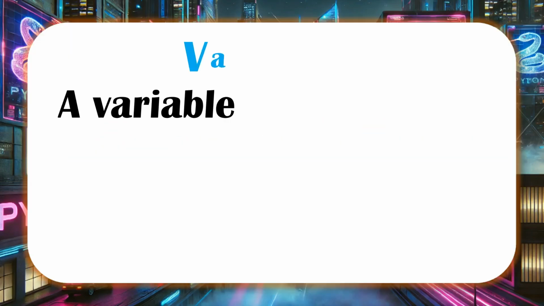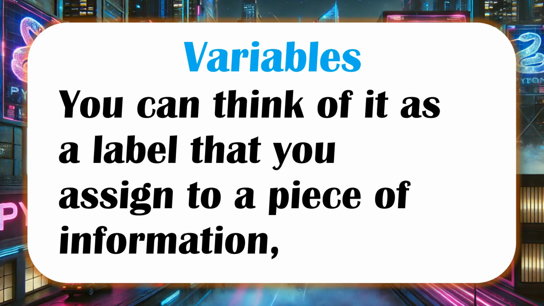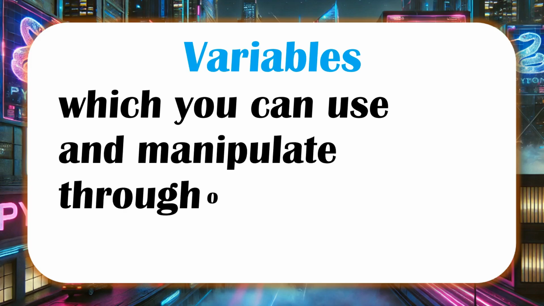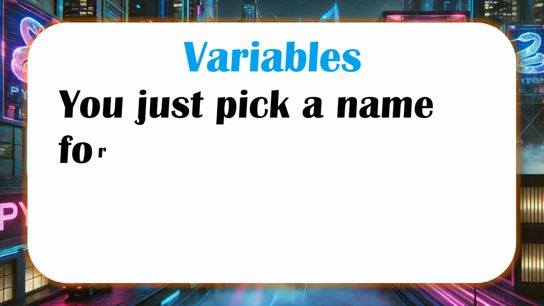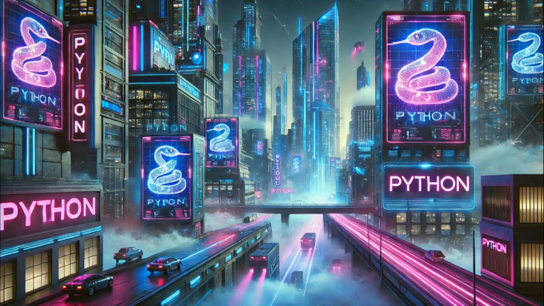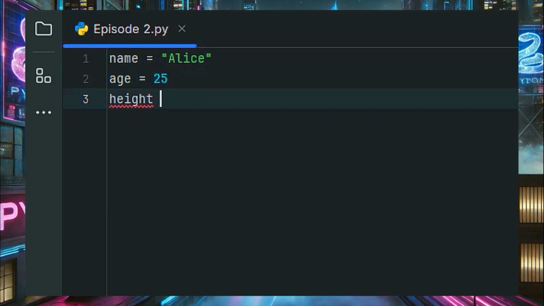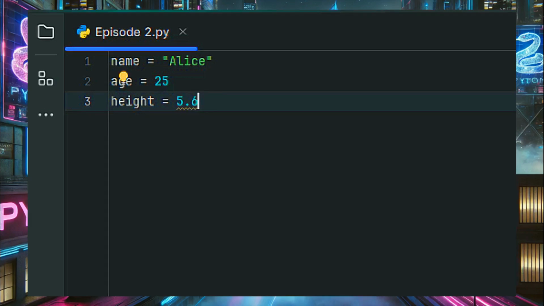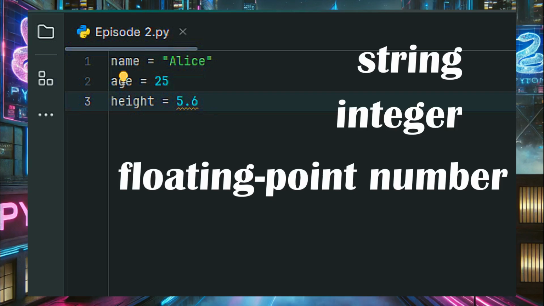Let's begin with variables. A variable in Python is like a container that holds data. You can think of it as a label that you assign to a piece of information, which you can use and manipulate throughout your code. In Python, creating a variable is really simple. You just pick a name for your variable and assign it a value using the equal sign. Here we have three variables: name, age, and height. Name stores a string, age stores an integer, and height stores a floating point number.